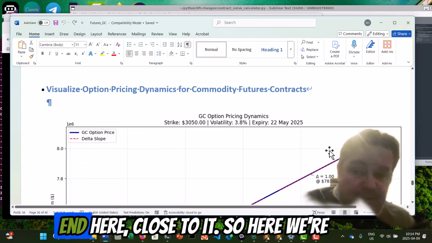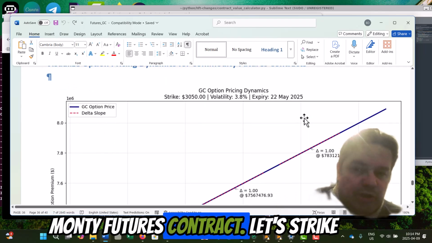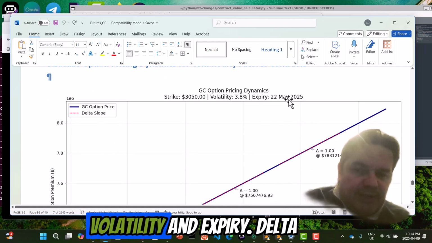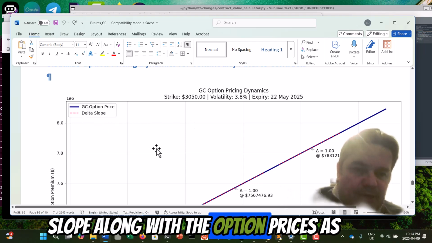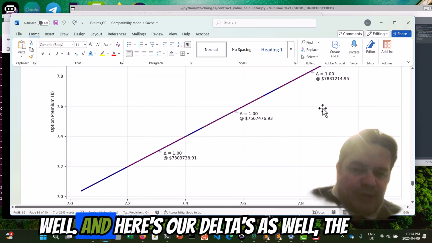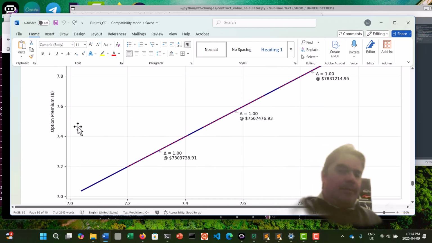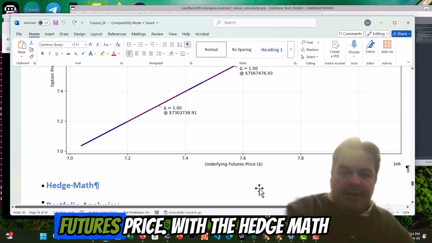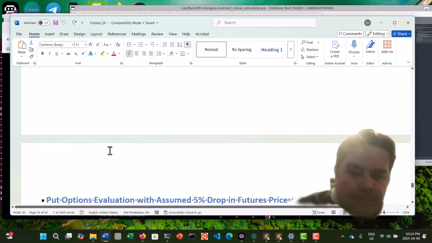So we're coming to the end here, close to it. So here we can visualize the dynamic of the commodity futures contract, the strike, volatility and expiry, delta slope, along with the option price as well. And here's our deltas as well, the different simulated prices as well, option premium, and our underlying futures price with the hedge math again that we've already gone through.